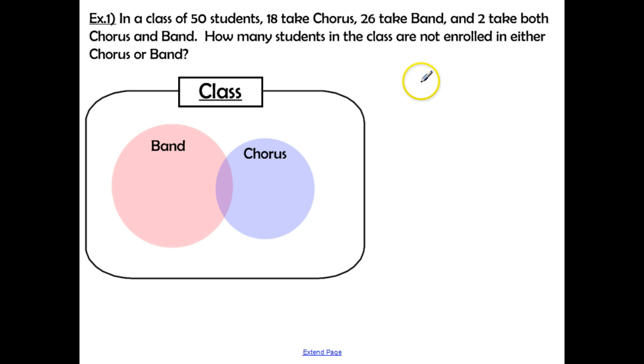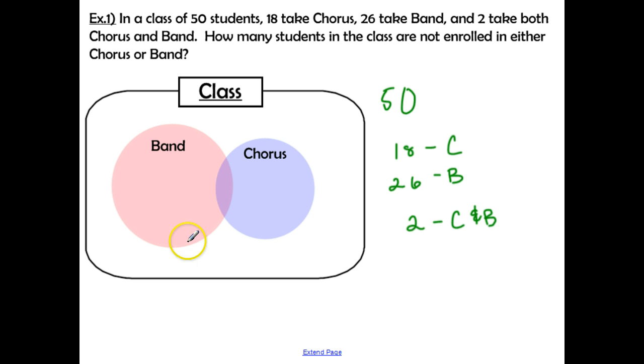Now let's take a look at this problem. It says, in a class of 50 students, 18 take chorus, 26 take band, and 2 take both chorus and band. How many students in the class are not enrolled in either chorus or band? So we know that in the entire class, we have 50 total. Inside of this entire thing, we need to have a total of 50. And then we know that there are 18 of them in chorus, 26 of them in band, and 2 are in both chorus and band.